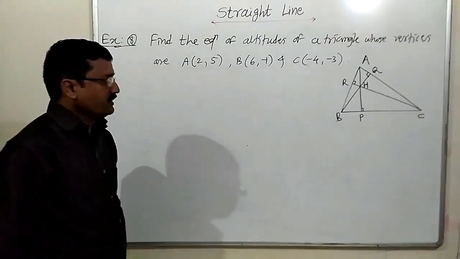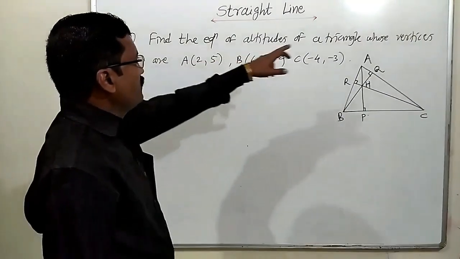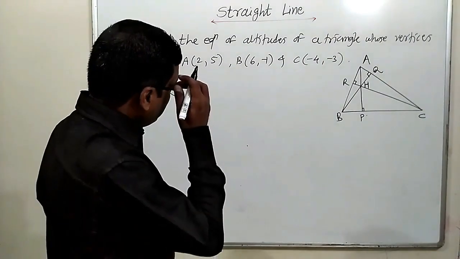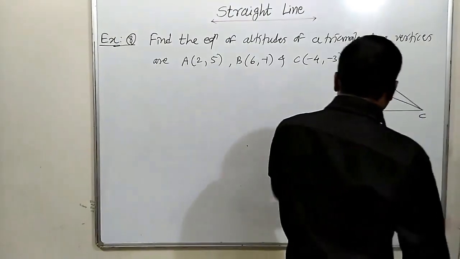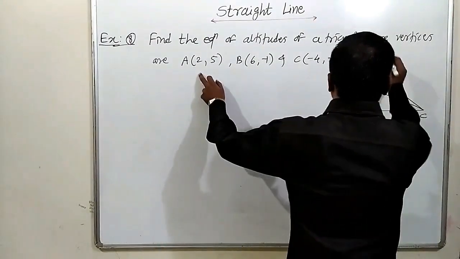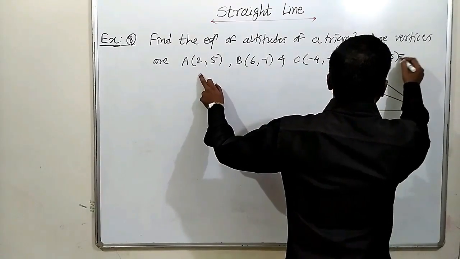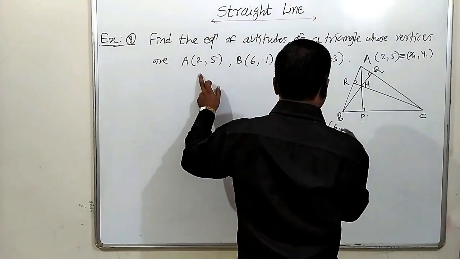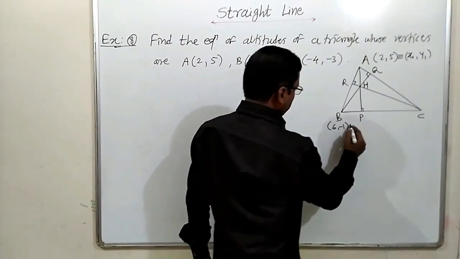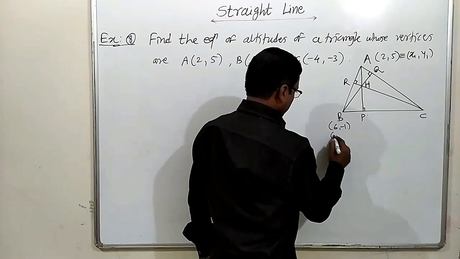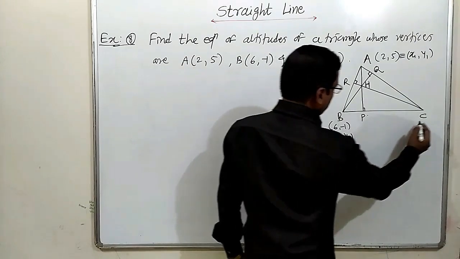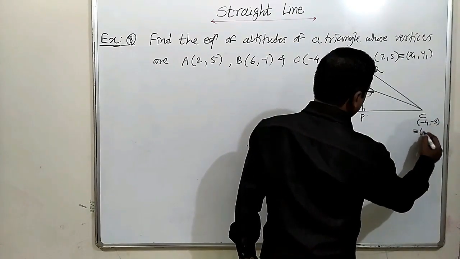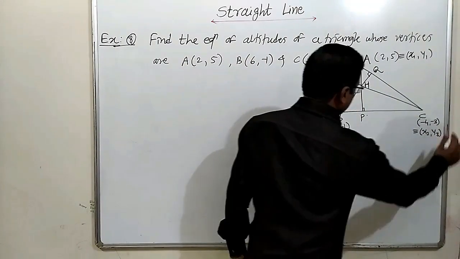All these altitudes pass through point H. Now we want the equations of the altitudes, meaning all three altitudes. So let us find the first altitude AP first. Here point A is (2, 5), consider it as x1, y1. Point B is (6, minus 1), consider it as x2, y2. The third vertex C is given as (minus 4, minus 3), consider it as x3, y3.